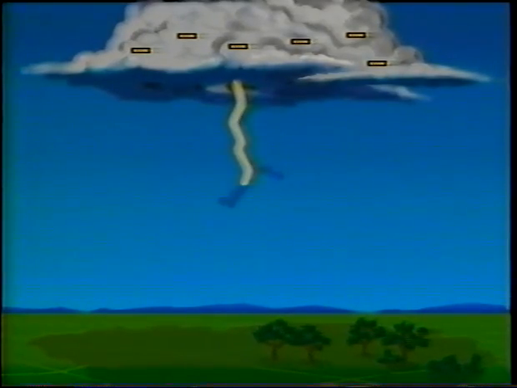As the path is extended, the electrons from the cloud extend further downward. The final step leader takes place a few feet above the Earth, where it is met by a rising positive flow from the surface.